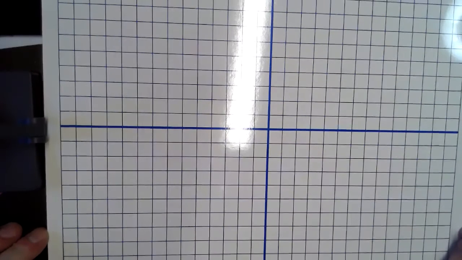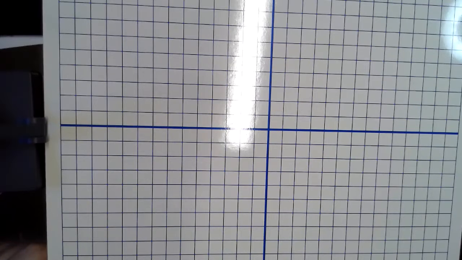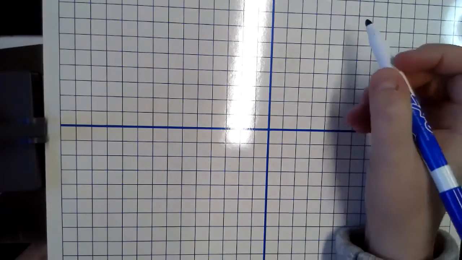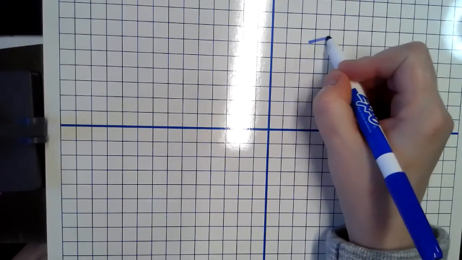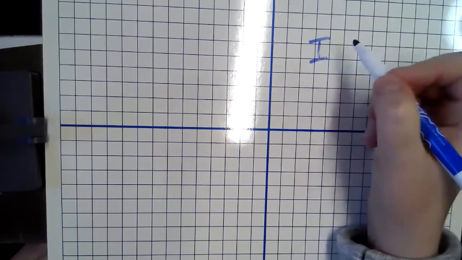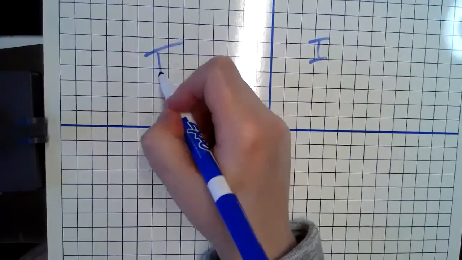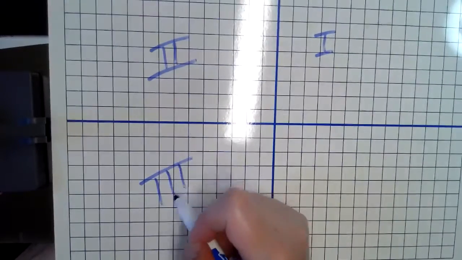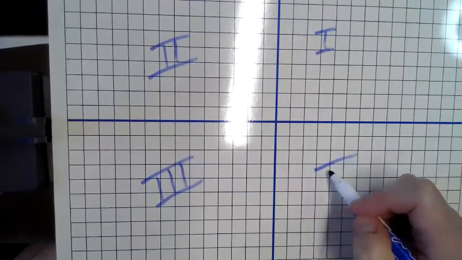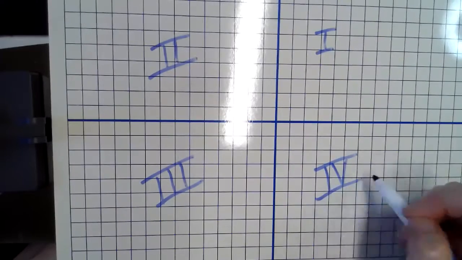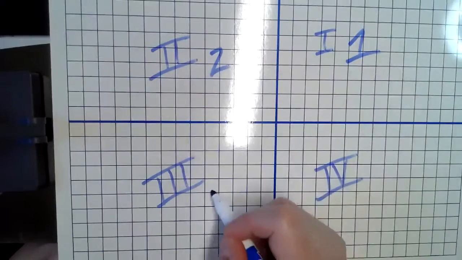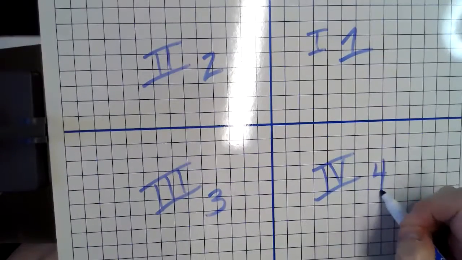I'm going to run through some terminology that you need to know when you're getting ready to do graphing. The first is quadrants, and you need to know that this quadrant is 1. This is Roman numeral 1. This quadrant is Roman numeral 2. This quadrant is Roman numeral 3. And this quadrant is 4. And if it's easier, you can just say 1, 2, 3, 4.